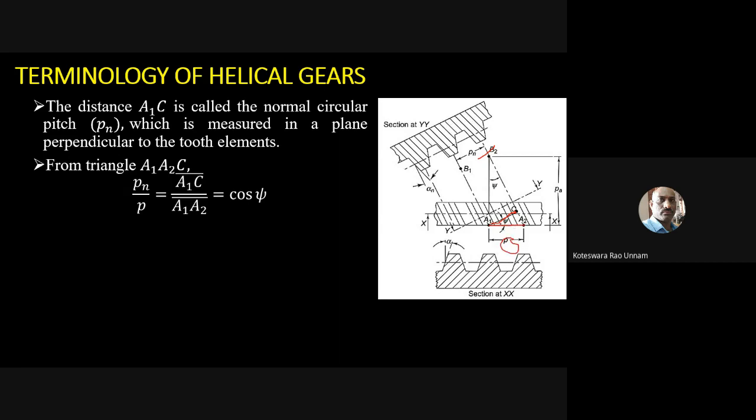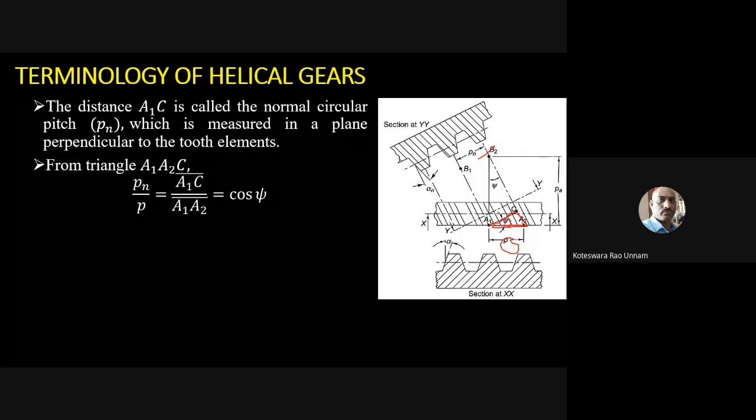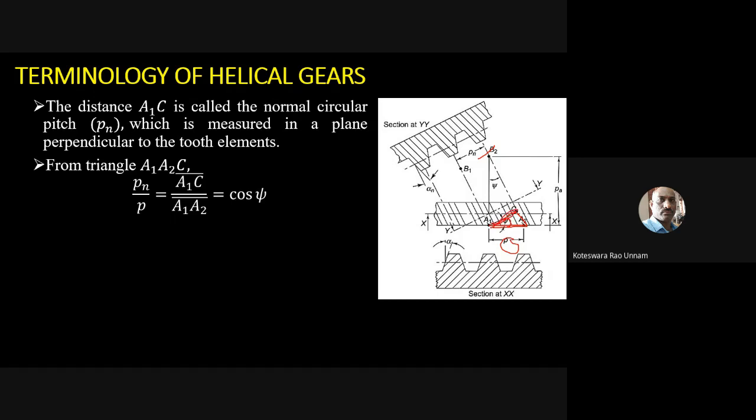So this is the right angle triangle. If I write, cos psi is nothing but the adjacent side over the hypotenuse. The adjacent side is A1C, which is Pn, divided by the hypotenuse P, so you get cos psi. Then from this you can write Pn is equal to P cos psi. So this is the relation between transverse pitch and normal pitch.